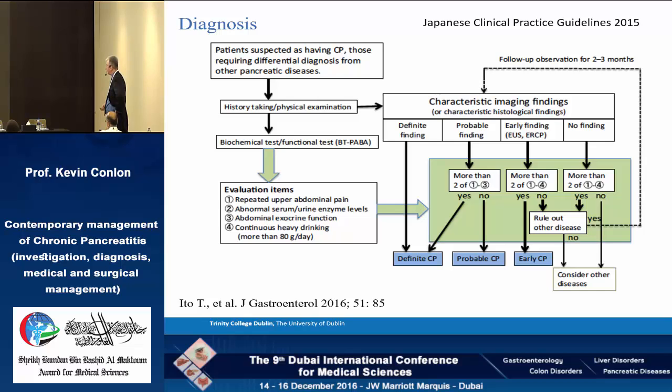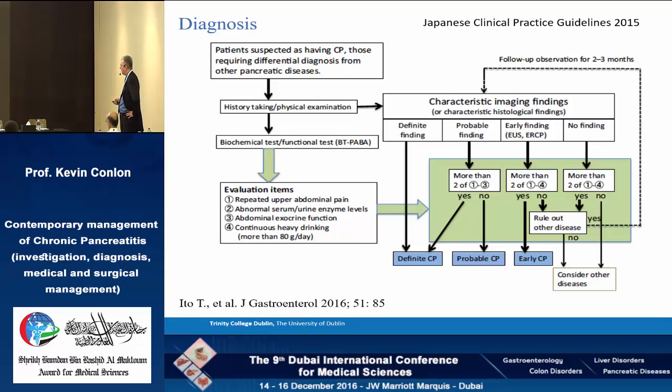As I was putting this talk together, I came across this paper in one of the most recent issues of the Journal of Gastroenterology, from the Japanese group. It is now the Japanese practice guidelines, which were published last year in Japanese and two months ago in English. I thought it was interesting because it's rather simple. For patients you suspect of having chronic pancreatitis, you do a history and physical examination. If they've got the classical imaging features that definitely say pancreatitis, like that first CT I showed you, then they have pancreatitis. However, if there's a probable finding, you're now into this.